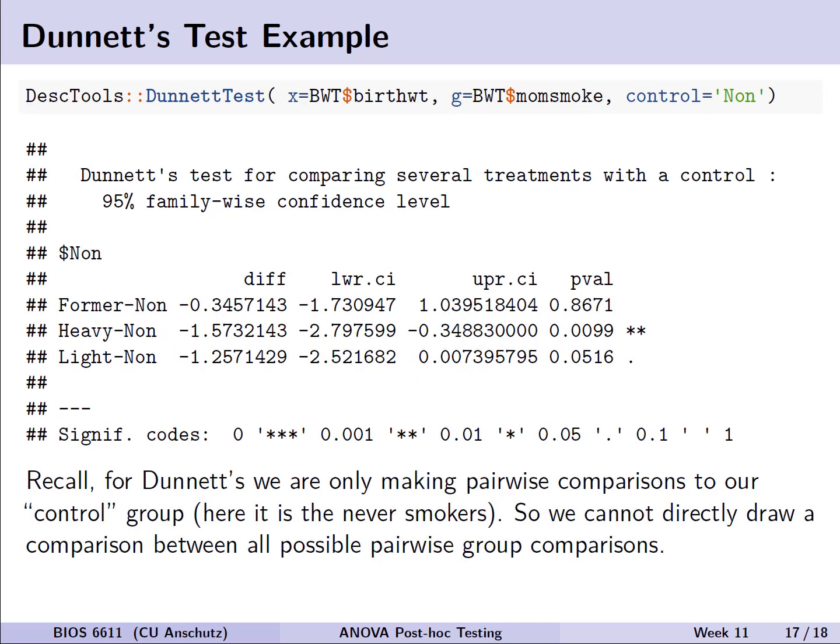Recall when we have a case where we have a specific control or reference group we wish to compare, we can then do Dunnett's test, and that'll be a little more efficient because we can compare specifically to that reference group and not do all pairwise comparisons.